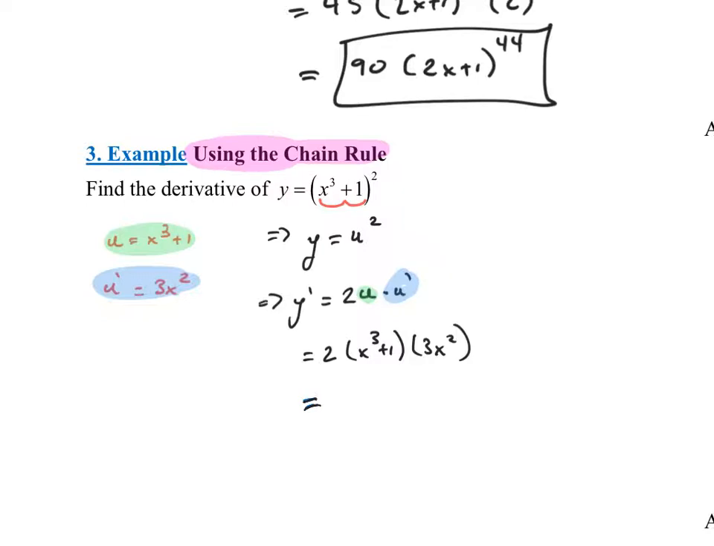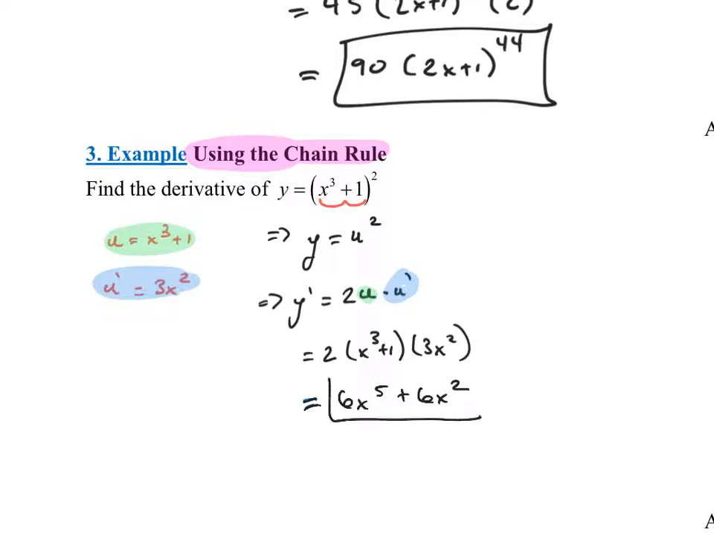So 2 times 3x squared would be 6x squared. 6x squared times x cubed would be 6x to the 5th power. Again, 2 times 3x squared is 6x squared, and then 6x squared times 1 would be the 6x squared. If that took you multiple steps, don't be ashamed. Please, by all means, take multiple steps to do that.